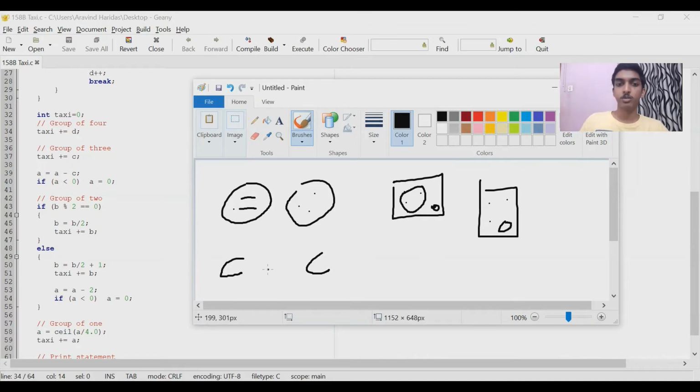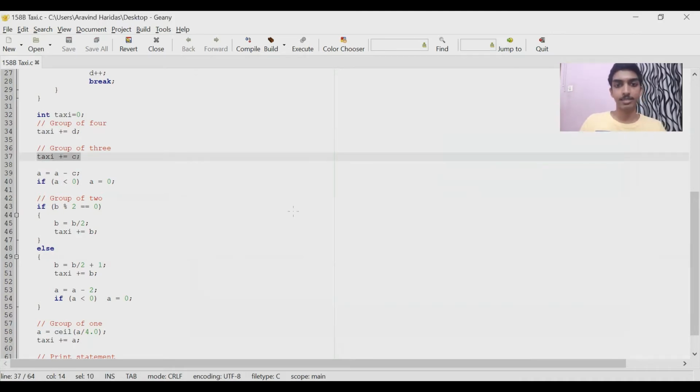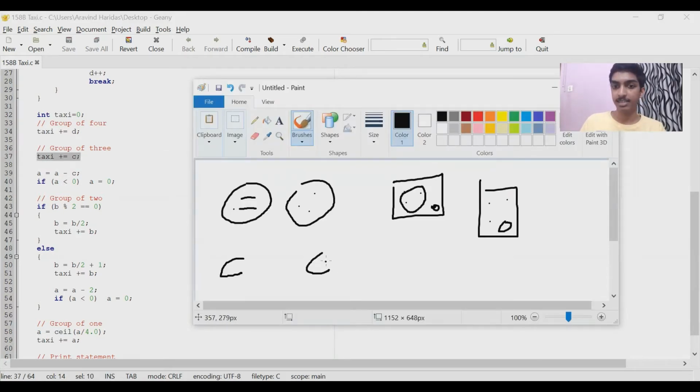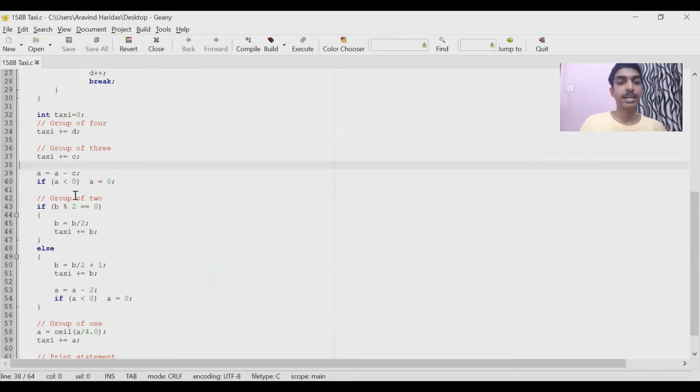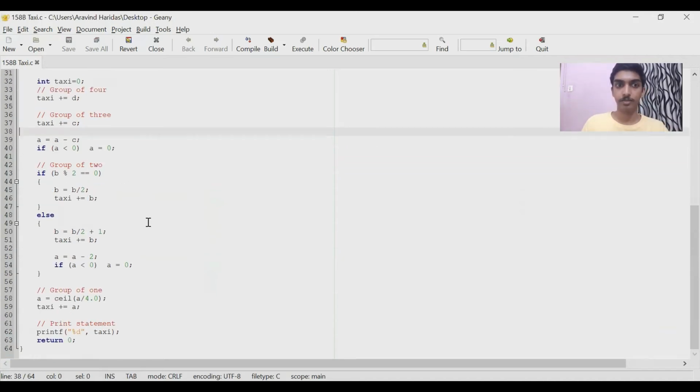We add C to the number of taxis, and we subtract C from A because C single people go along with the groups of 3. And if A is negative, we make it 0. All right, that's it.